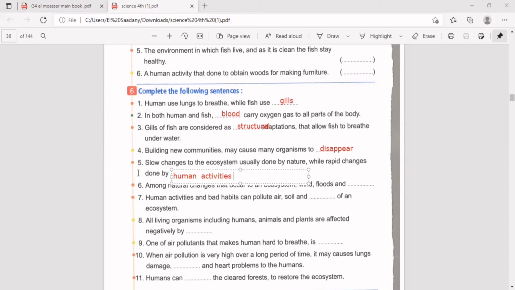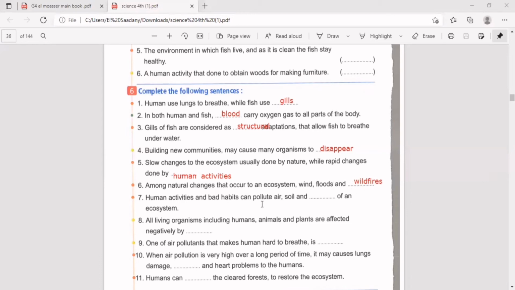Okay. Among natural changes that occur to an ecosystem, one of the examples of natural changes that happen to the environment, we have wind, we have floods. So we can mention the wildfires, the fire that happens to the trees, wildfires.